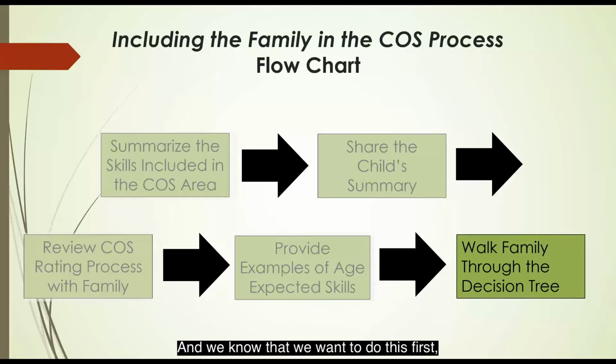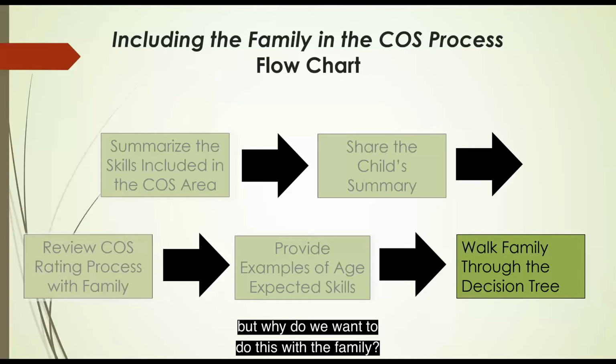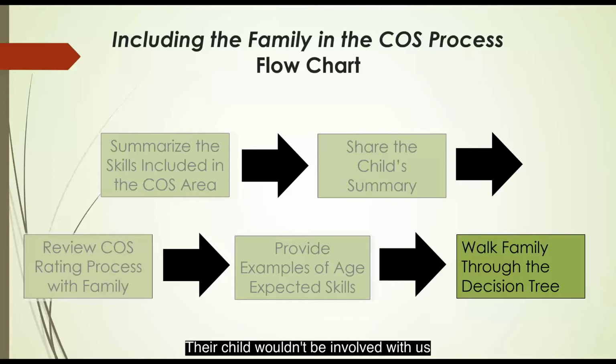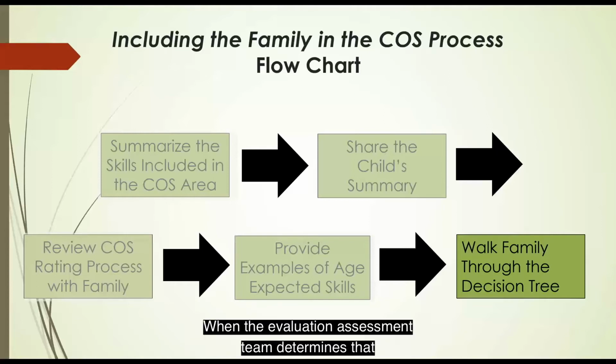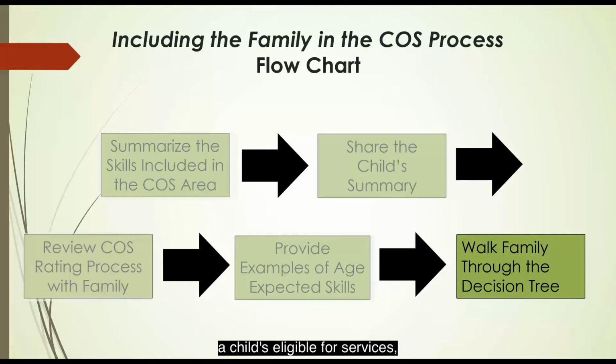And we know that we want to do this for state and federal purposes, but why do we want to do this with the family? Again, it's important to include the family in each step of the process as they're members of the team, and we want them to understand what's going on with their child and be informed about that. Their child wouldn't be involved with us if there was not a delay. When the evaluation assessment team determines that the child's eligible for services, this means that the child has a developmental delay or diagnosed condition likely to result in further delay that would merit early intervention, right?